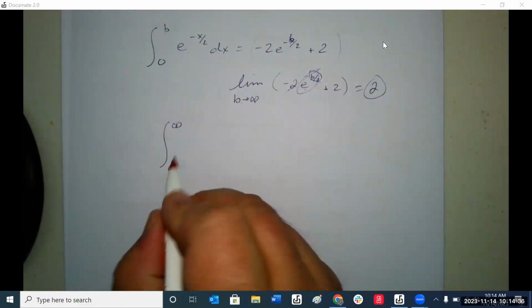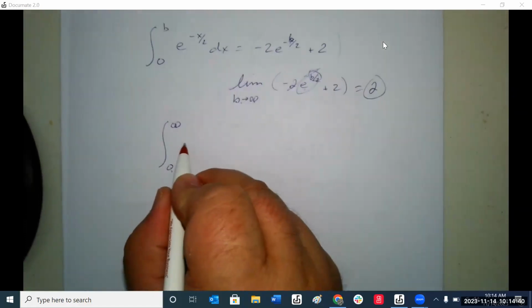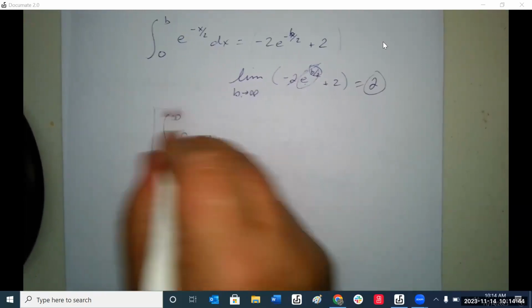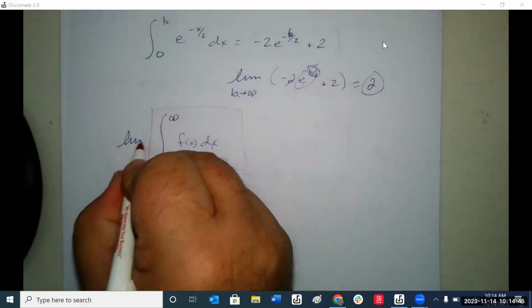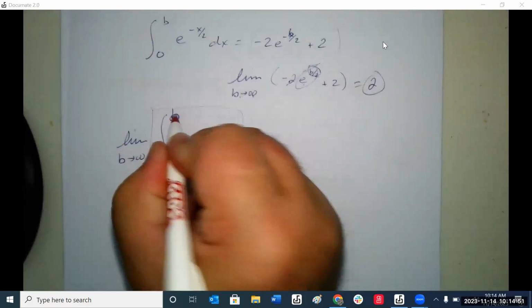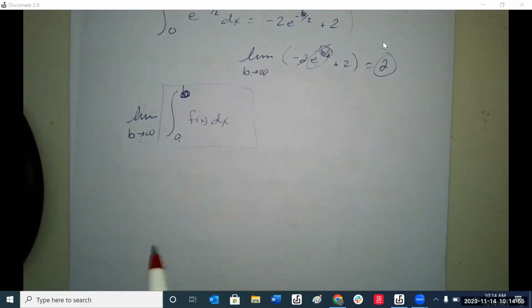So we're saying we're going from 0 to b, that goes 0 to infinity, as b goes to infinity. So we will have as the limit as b goes to infinity. Right? So this is the formula we'll be using.